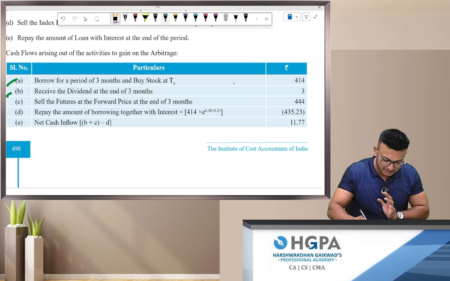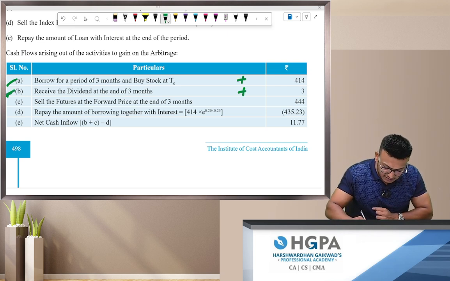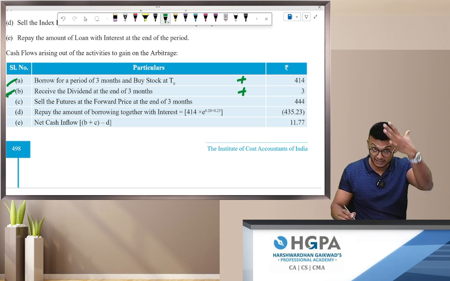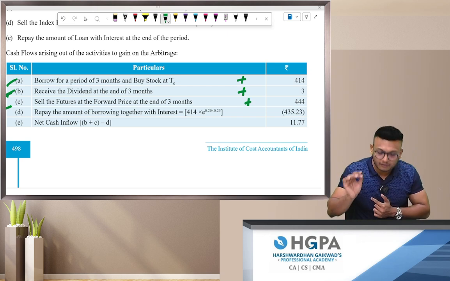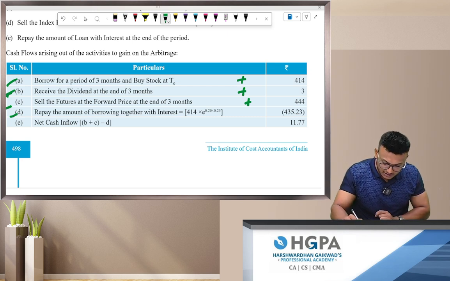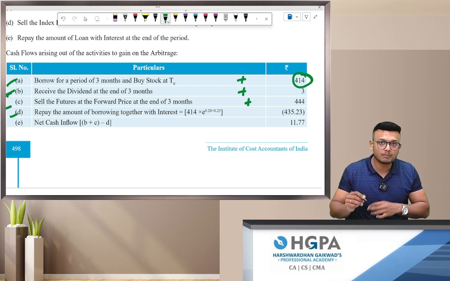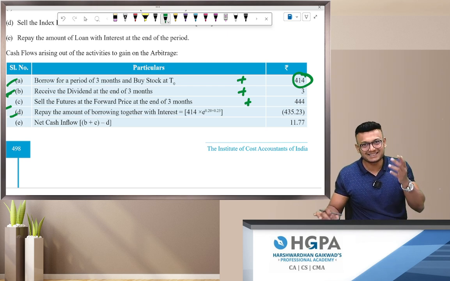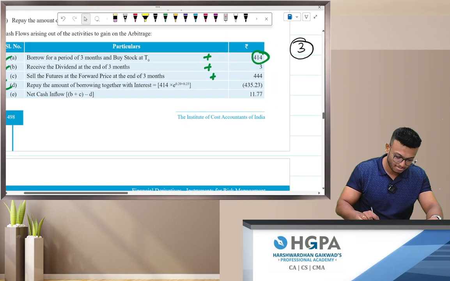So this is plus. Next, sir, I will receive a dividend also. How much was the dividend? Sir, 3 rupees. Okay, receive that. Sell the futures, that was an action. So how much was this? 444. Now, I have to repay this amount, this 414, after 3 months with interest. So I need to compute the value after 3 months. Now, it is not that simple, because normally you have to do compounding, continuous compounding. Simple.